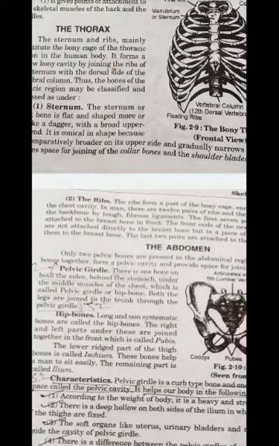Hip bones. Long and non-systematic bones are called the hip bones. The right and left parts under these are joined together in the front, which is called pubis.